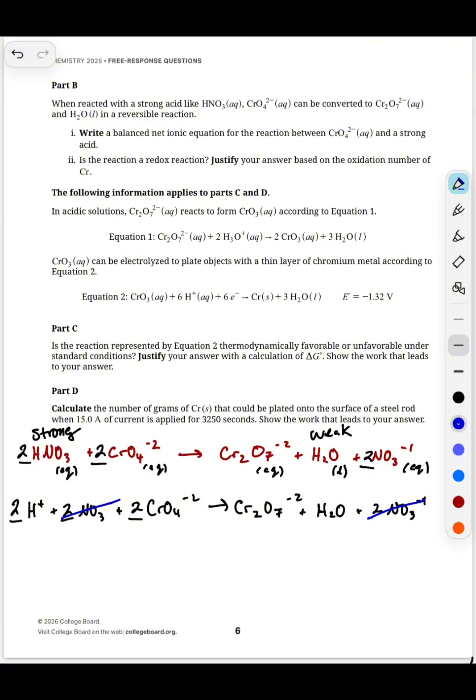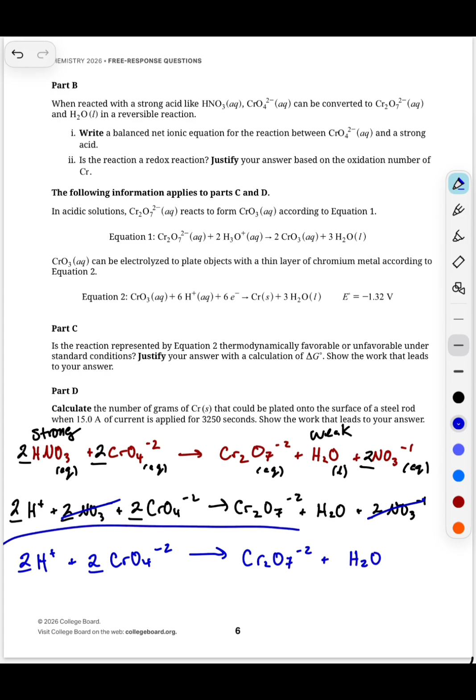So now we go to our net ionic equation, where every 2 moles of H+ is going to react with 2 moles of the CrO4 2-. That is then going to yield 1 mole of the Cr2O7 2-, and then we also get water. So this is our balanced net ionic equation, where you have 2 moles of each reactant, and then you only have 1 mole of each of our products.